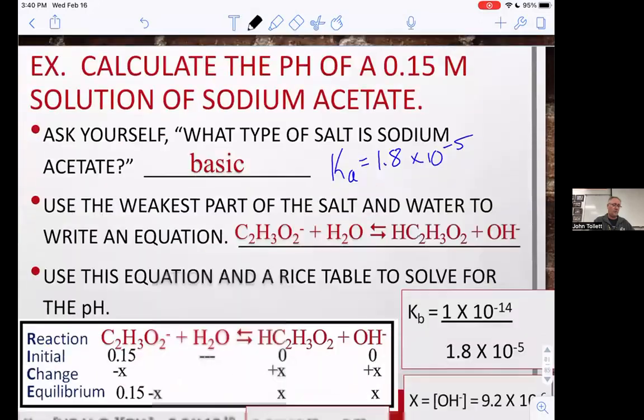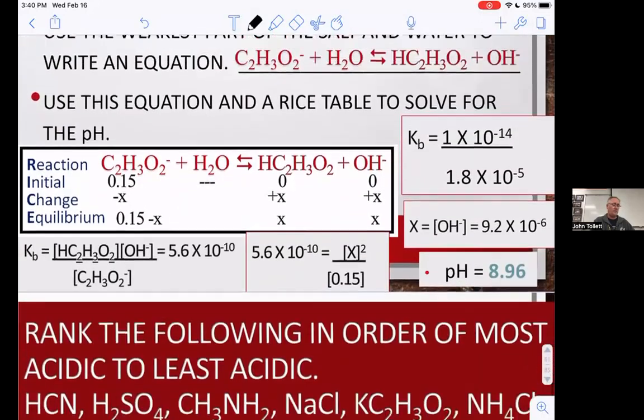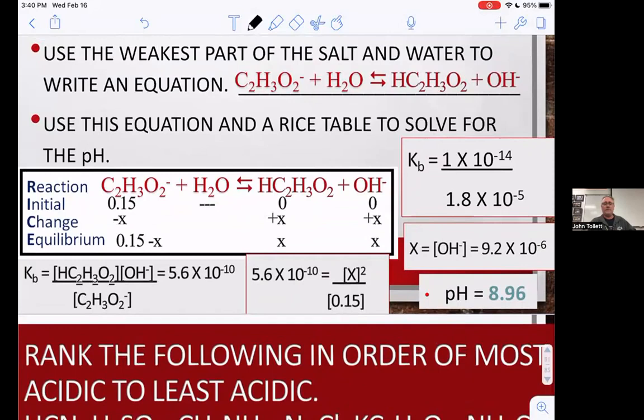And so I'll show you the work here. It's down here at the bottom. Sorry, it's kind of massive. It's stuffed in there at the bottom.